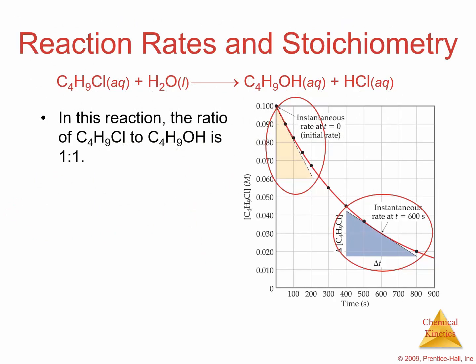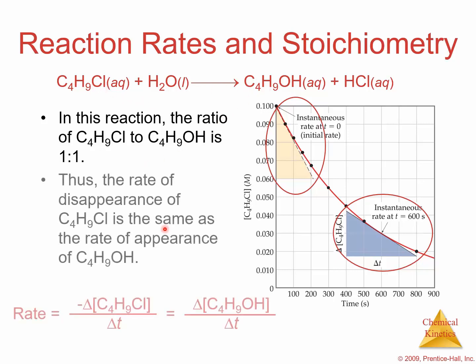Now, reaction rates and stoichiometry. Notice that in this reaction, the ratio of butyl chloride to butyl alcohol is 1:1. Thus, the rate of disappearance of tertiary butyl chloride is the same as the rate of appearance of butyl alcohol. So rate equals minus the change in concentration of butyl chloride by delta t, equals the change in concentration of butyl alcohol by delta t.